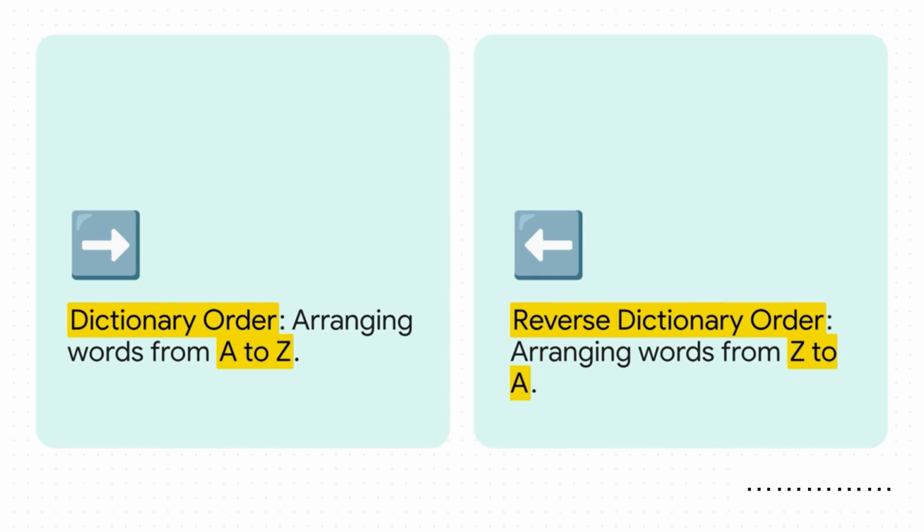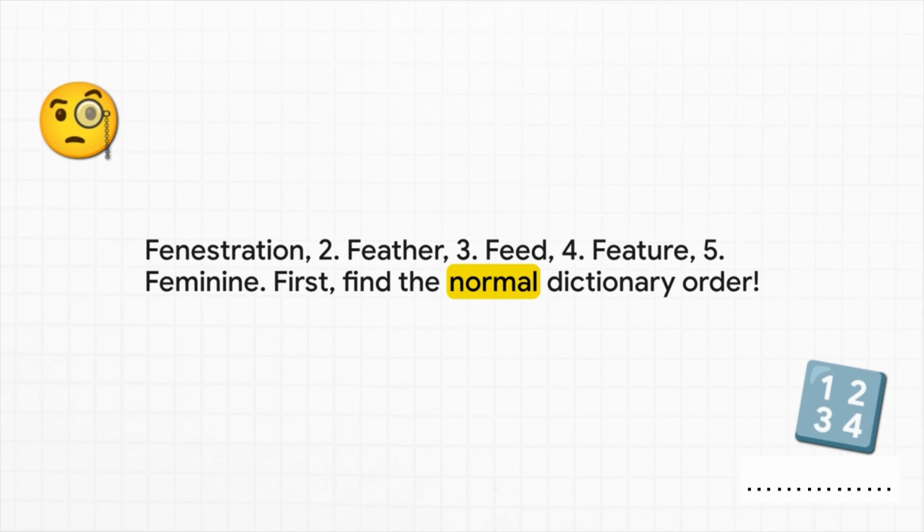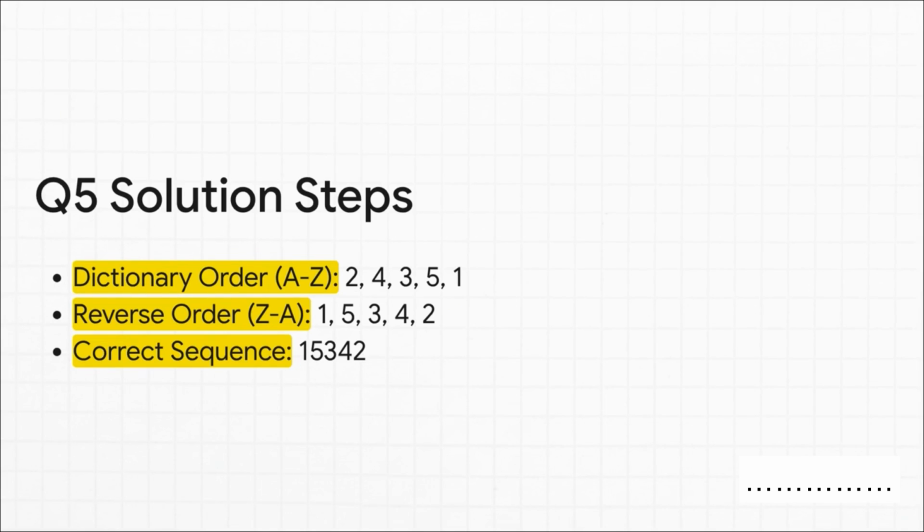That's it. All right, here are the words for question 5. Fenestration, feather, feed, feature, and feminine. So, what's our first step? You got it. We just need to find the normal A to Z dictionary order. Let's do it quickly. Okay, so if we arrange them from A to Z, the order is feather, feature, feed, feminine, and fenestration. In numbers, that sequence is 2, 4, 3, 5, 1.